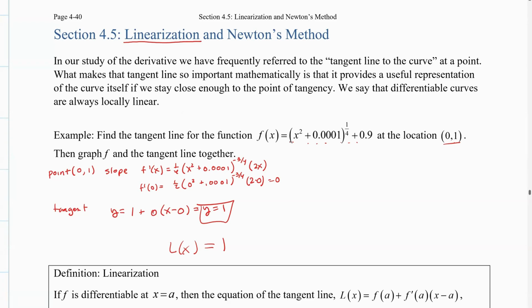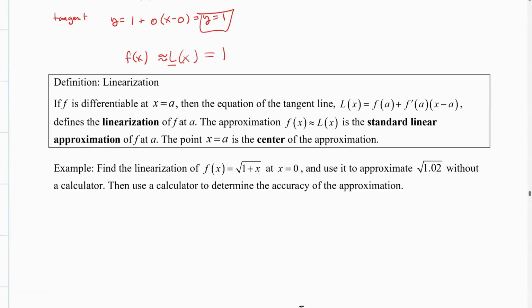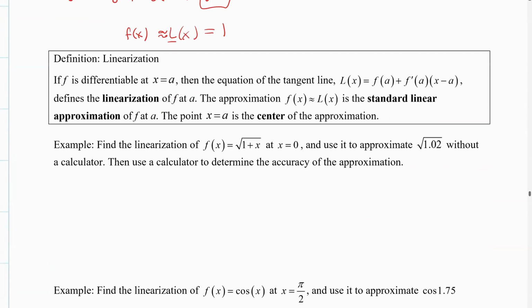In this case, we'll use the function letter L. L is equal to 1. L is an approximation of f at least around x equals 0. All right. So why would we want to do this? Well, in an era when we didn't have great calculators, we might use these linearizations to make good approximations.